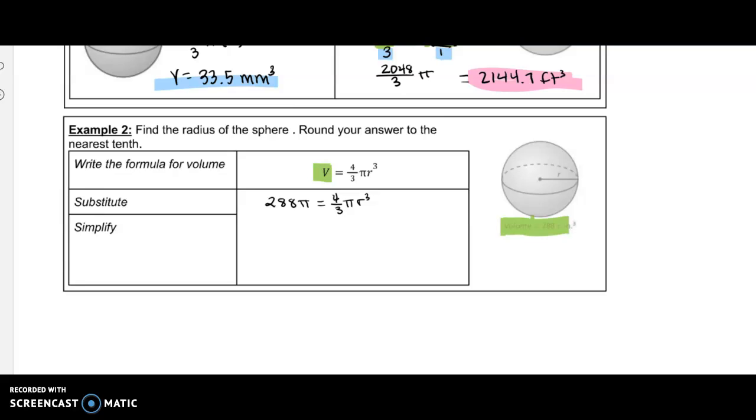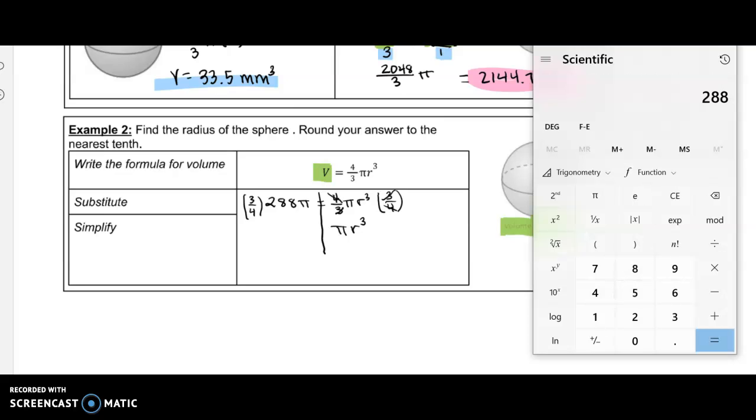But this actually makes it so much easier because what we're going to do is solve for r. So we are going to get rid of 4/3 on this side by multiplying by its reciprocal. So we're going to multiply by 3/4. And when we do that, we're going to also multiply by 3/4 on the other side. So that cancels out our fraction on the right, leaving us with pi times your radius cubed.